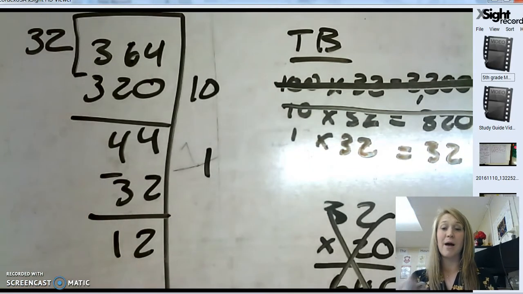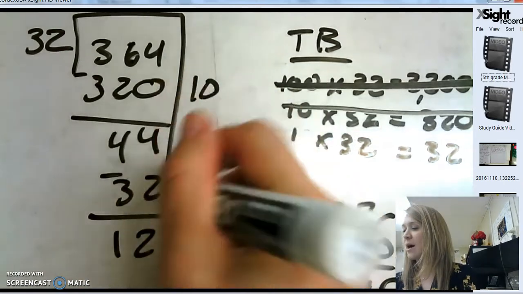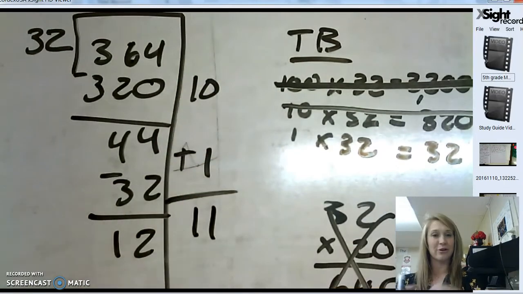So let's wrap this problem up because you know it's getting late. Add up your friendly numbers. There's your answer. Man, you're great. So my answer is 11 with a remainder of 12. But what do those numbers mean?